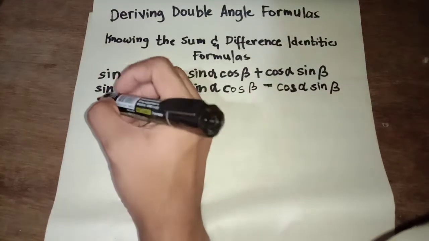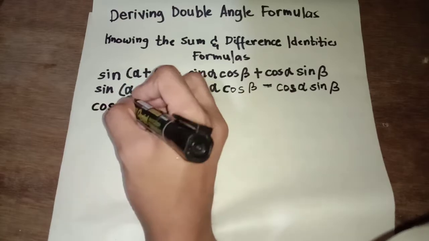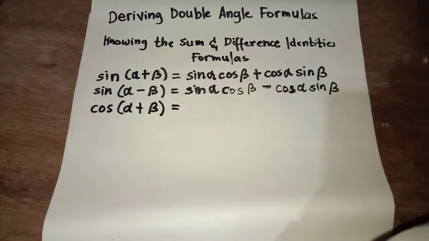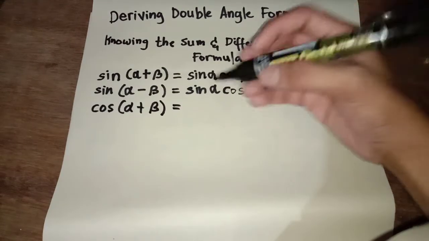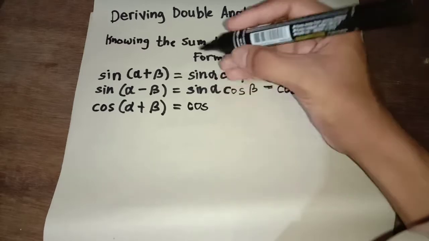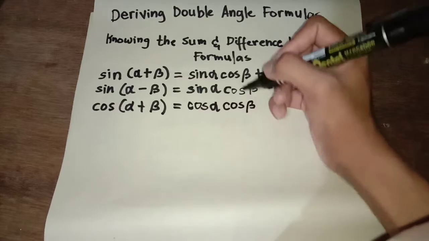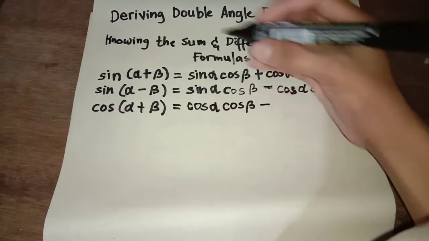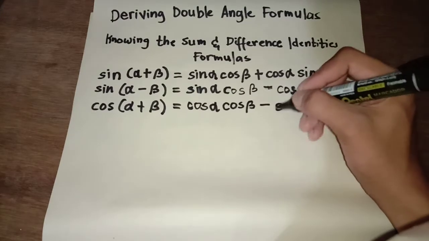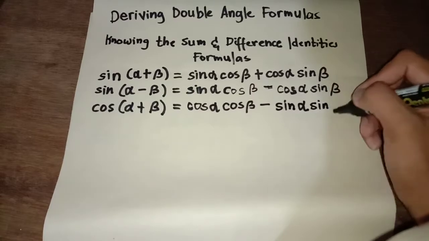So next, the sum identity for cosine: cosine alpha plus beta is equal to cosine alpha cosine beta. So this one is minus, so we just change it, then sine alpha sine beta.